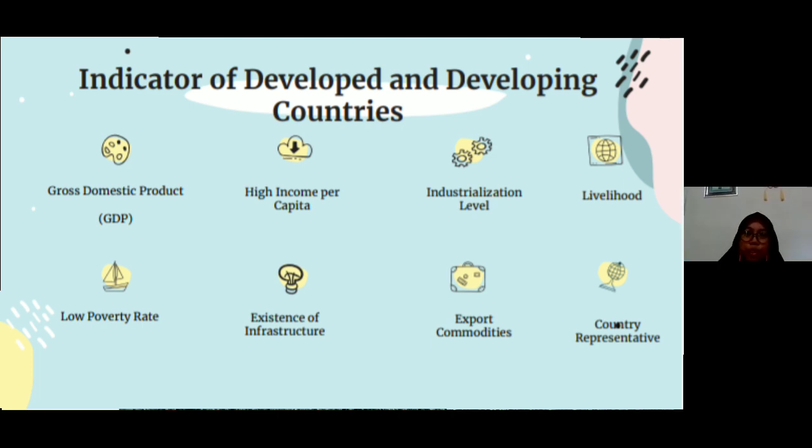Okay, let's move to the example of the developing country. I know there is a lot of kind of developing country in this world, but we choose one of them, which is China, or People's Republic of China. Next slide, please.